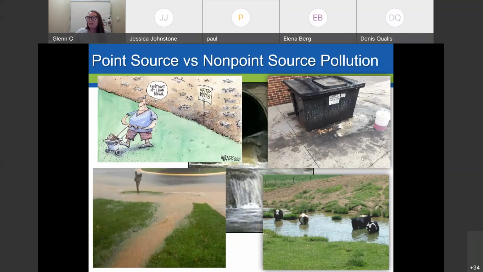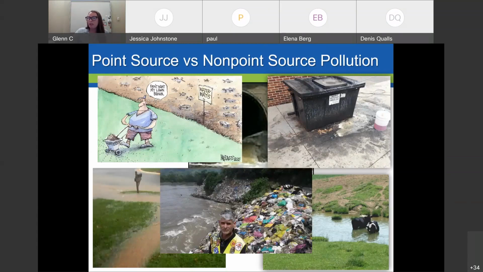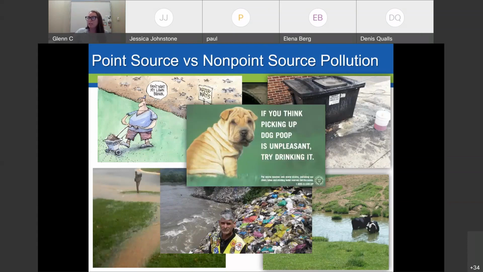And then bottom right, cattle. The livestock are enjoying a nice cool day, but they're also defecating within that creek system. And as we know, cattle defecation can include E. coli as well as nutrients. Here's an example of floatables or just illegal dumping, the whole nine yards. That is also of concern for non-point source pollution. And then finally, pet waste.